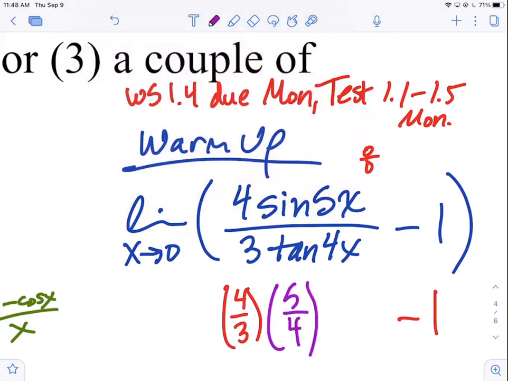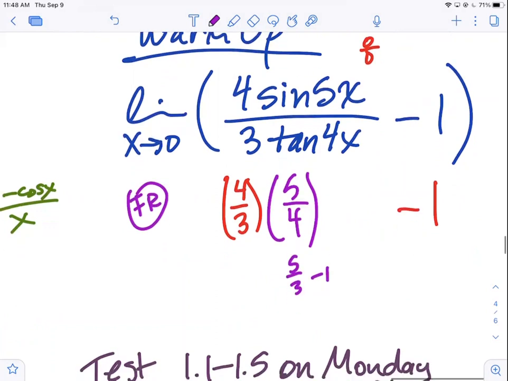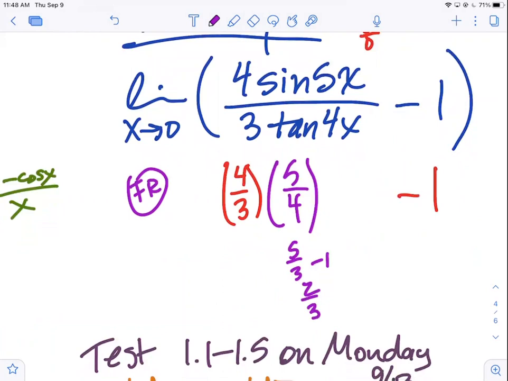It's a big time saver. You don't have to manipulate the expressions. And so on a free response, could we stop here? Yeah, free response, you're done. Otherwise, we keep going. We get 5/3 minus 1, and 1 is 3/3, so we get 2/3. There's the answer. Ta-da!